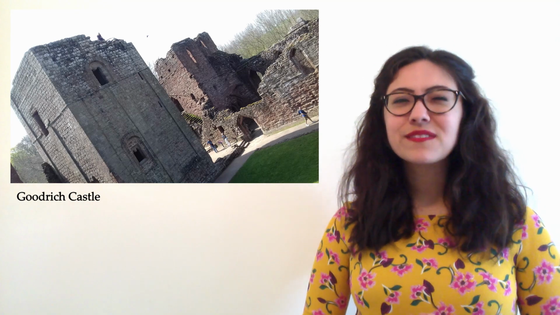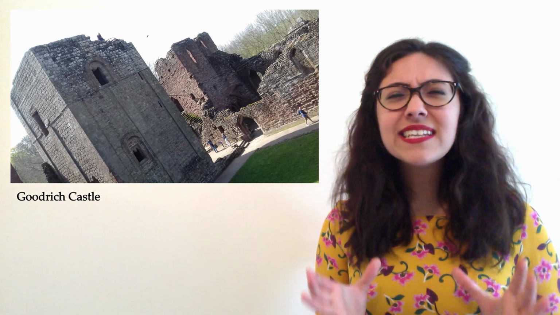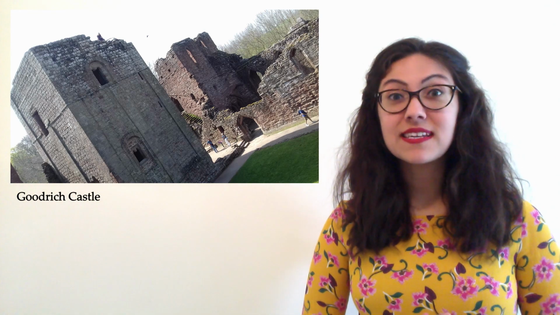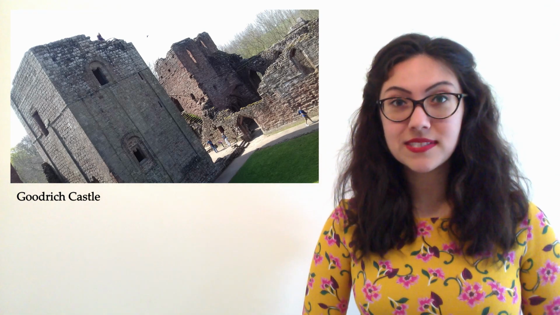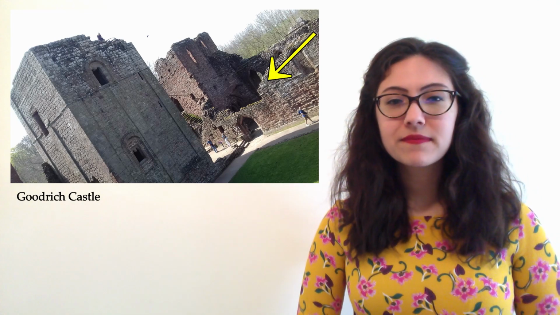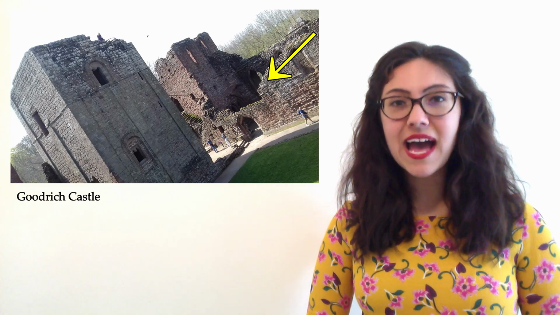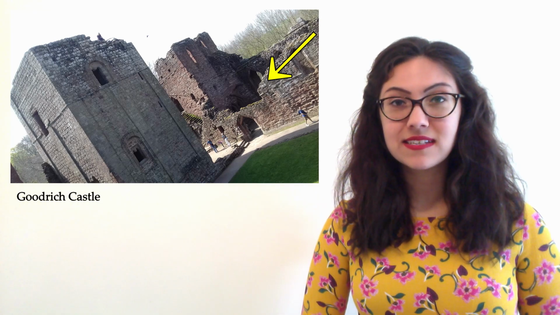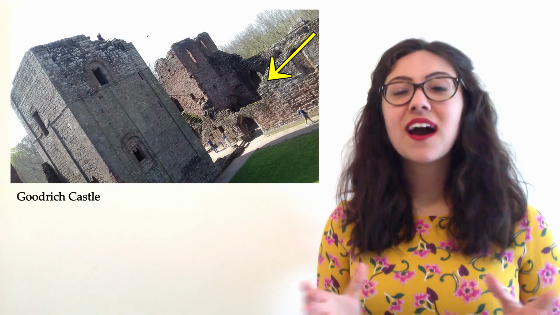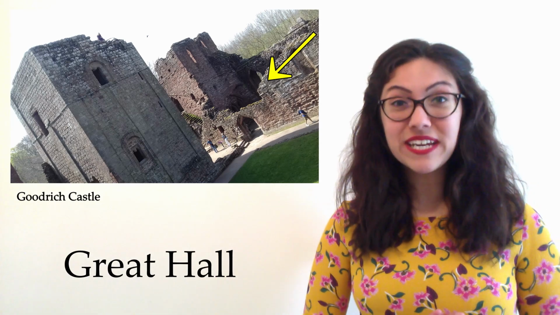You can see the strong keep on the left-hand side. Look at those tiny, tiny windows. You can see that it was made to defend the people inside. But look to the right. There is a very large room with big windows and lots of space inside. Now that was the castle's great hall, and it was used for any celebrations.